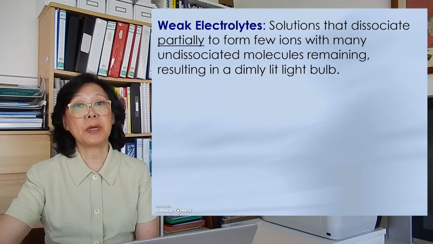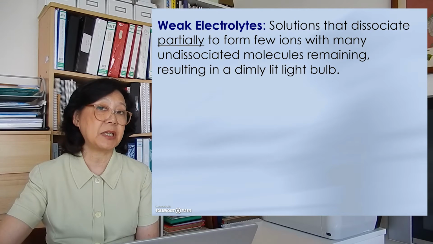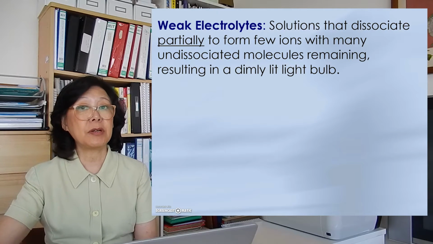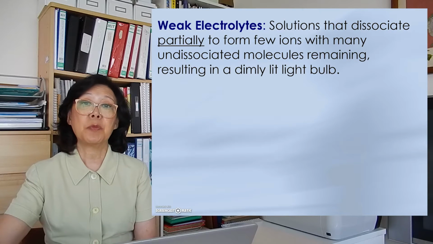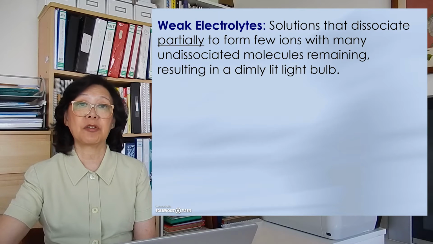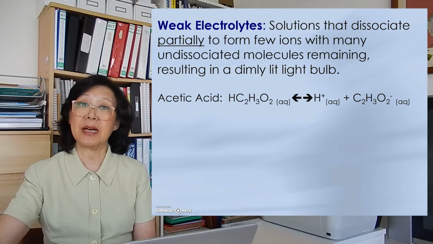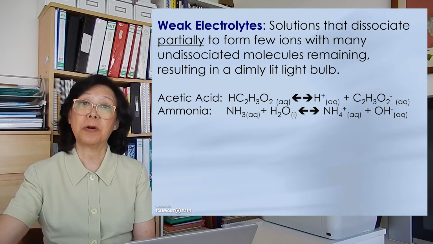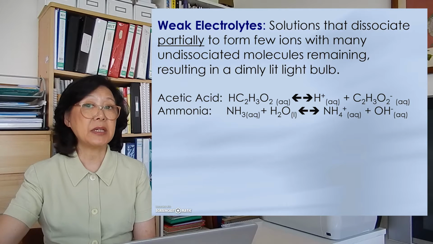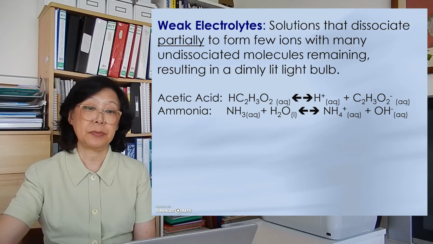Another electrolyte is a weak electrolyte. These electrolytes, when dissolved in water, do not dissociate completely. They only dissociate partially, therefore forming very few ions with a lot of undissociated molecules. These few ions can still conduct electrical current, but the light bulb will only light up dimly. For example, acetic acid and ammonia in water. Now the double arrow indicates an equilibrium situation where all three species stay in the solution. You have very few ions, but a lot of undissociated molecules.